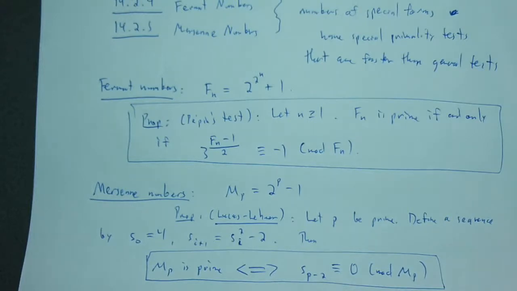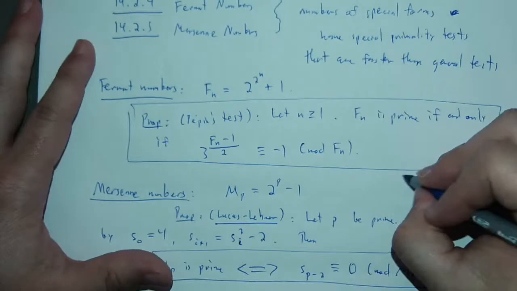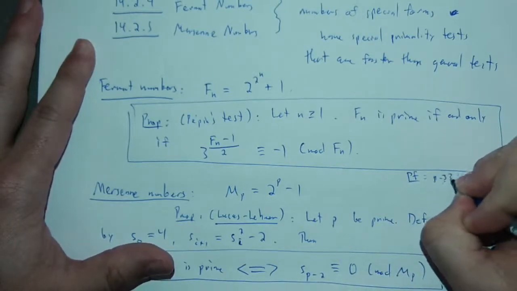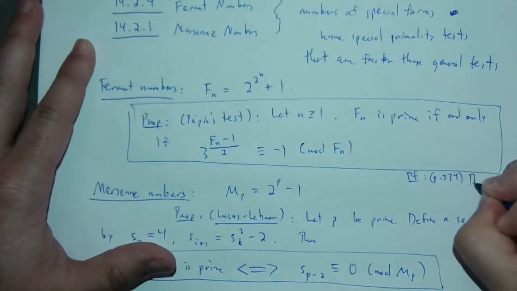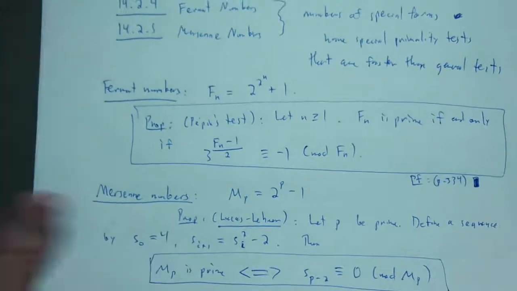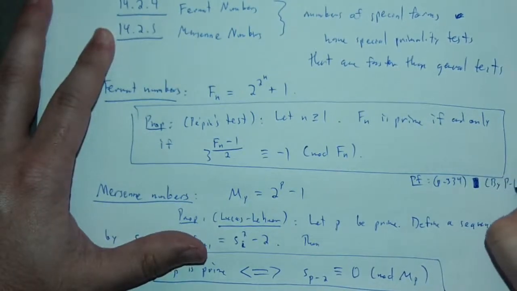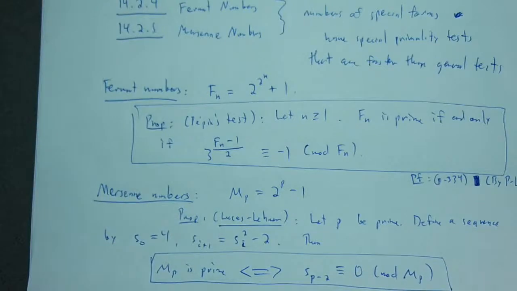So the proof of Pepin's test is on page 334, and can be done with Pocklington-Lehmer, is one way to prove this. The proof of this test for the Mersenne numbers would require more stuff. It's actually proven in chapter 19 of the textbook, but it would require a little bit more stuff.